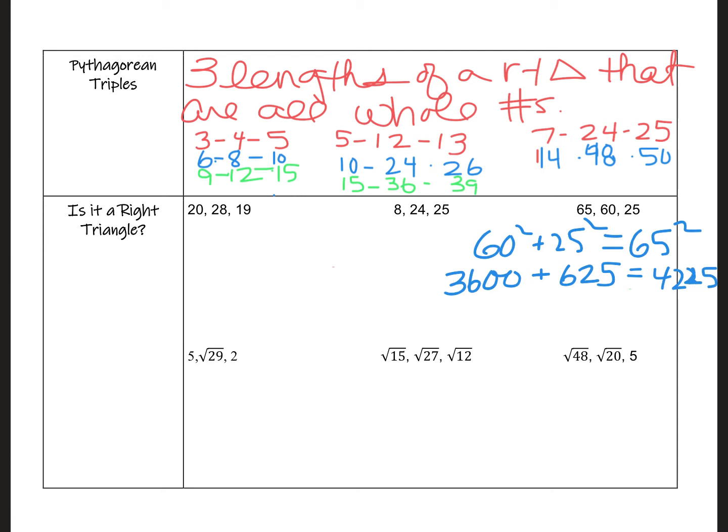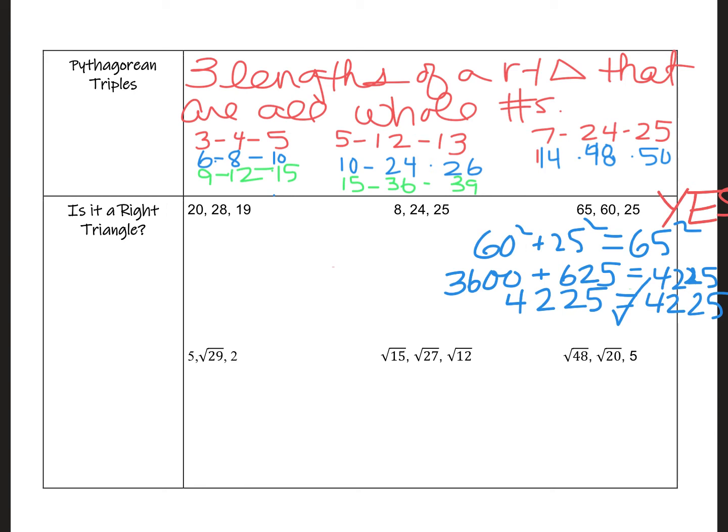All right, so when I add 3,600 plus 625, I do get 4,225. So this one does work. This does make a right triangle. It does fit into the Pythagorean theorem, so yes, this one works.